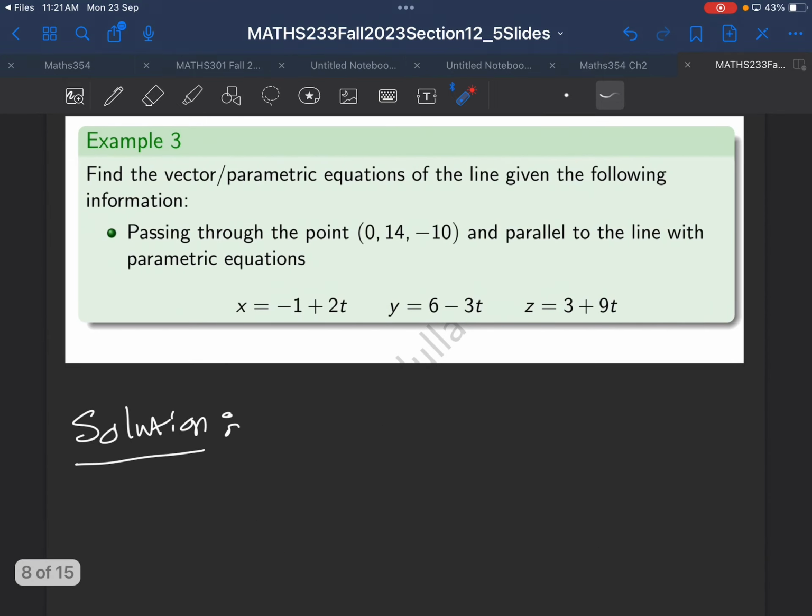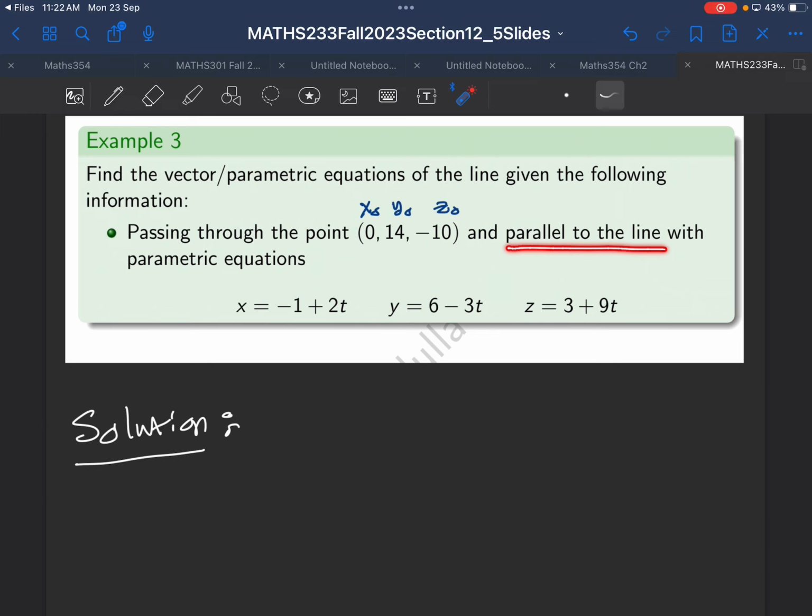Okay, in example number 3, we would like to find the parametric equation, and once we have the parametric equation, we can quickly find the vector equation. So we will focus now in this example on the parametric equation of the line given the following information. First information we have is the point. So I know that x naught is 0, y naught is 14, and z naught is -10. However, I don't know what is the parallel vector.